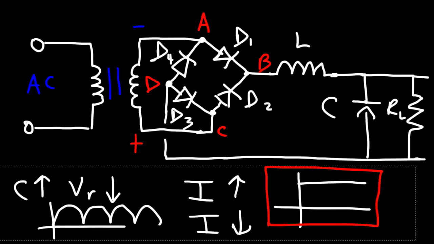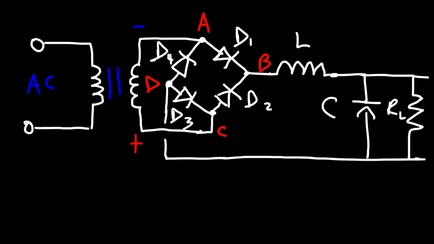Now there's one more thing that we could add to get a nice stable output voltage, and that is to use a Zener diode at the output. And since I'm running out of space, let's see if I can take this C and just fit it in here. So here is our Zener diode. And the purpose of the Zener diode is to maintain a constant voltage.